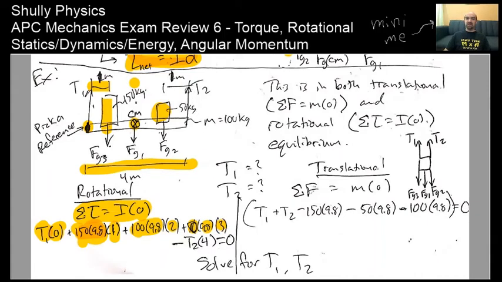And finally, we'd have tension 2 over here going up, and that is an unknown as well, and it's 4 meters away from a reference point. Now let's look carefully at the positives and the negatives I gave this.